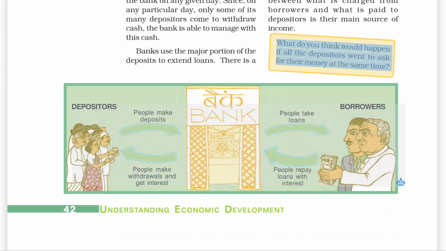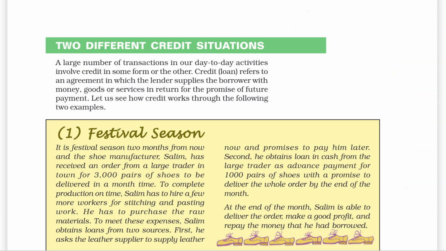Let's work these out. What do you think would happen if all the depositors went to ask for their money at the same time?